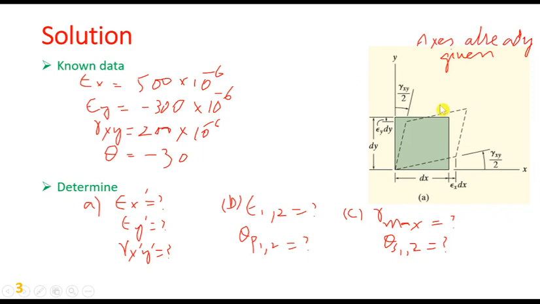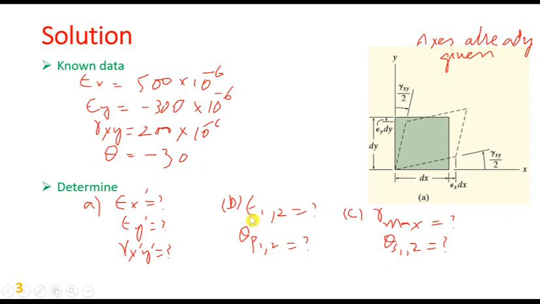So for the solution, first of all we will draw the axes. If the axes are given, then we have to follow them. This is epsilon x, given as 500 times 10 to the minus 6. Epsilon y is minus 300 times 10 to the minus 6, contracted. Gamma xy is equal to 200 times 10 to the minus 6, and we have to find epsilon x prime, epsilon y prime, and gamma x prime y prime at this orientation, theta equal to minus 30 degrees.